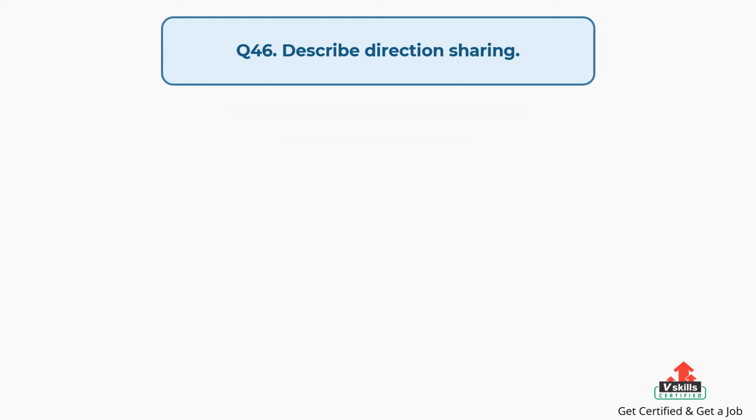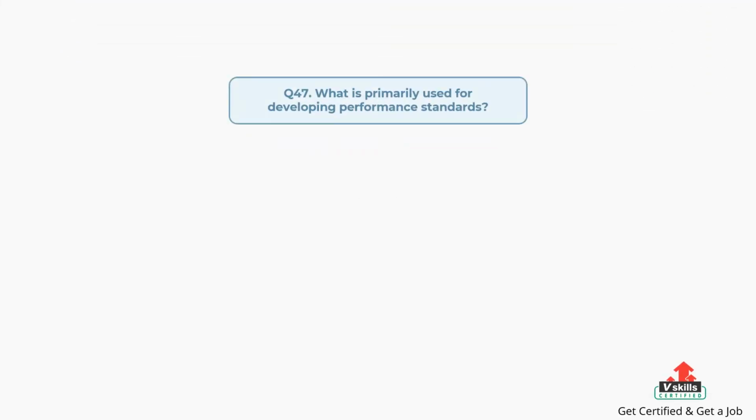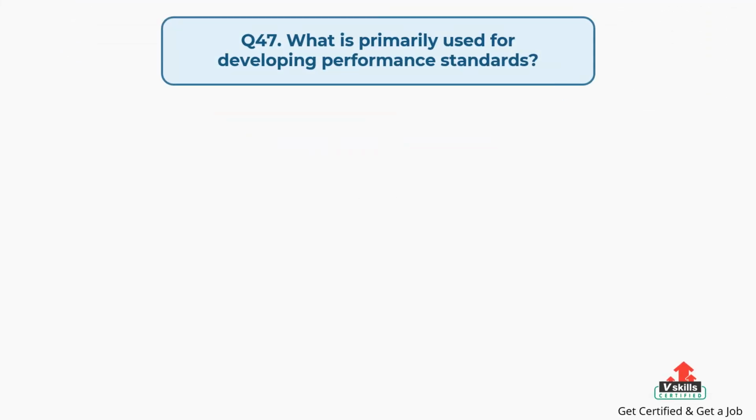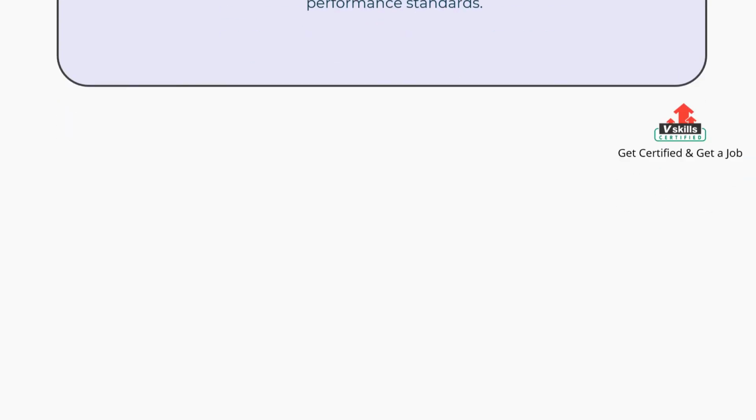Question number 46. Describe direction sharing. The answer is, direction sharing is a part of performance management which involves communicating company's goals and translating them to individual goals. Question number 47. What is primarily used for developing performance standards? The answer is, job description is primarily used for developing performance standards.